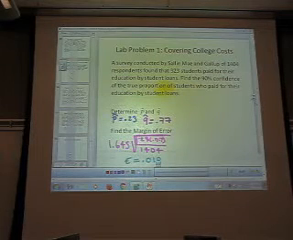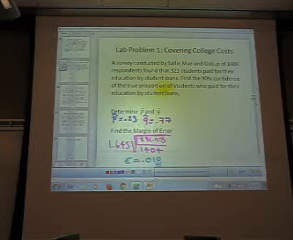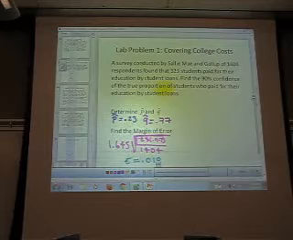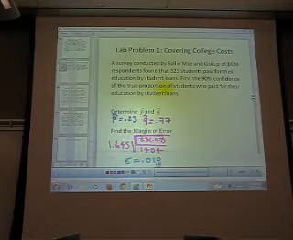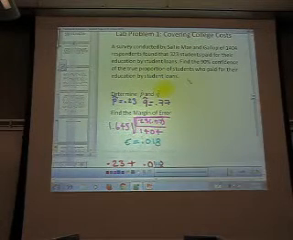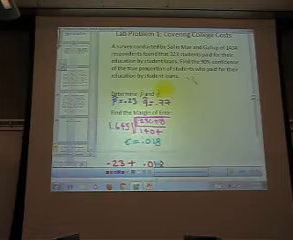Alejandro's going to explain how to do problem number 1. Alejandro, go ahead. Okay, so first you have to find your p hat and q hat. How I got p hat was by dividing 323 by 1,404, which gave me 0.23. And then to get q hat, you do 1 minus p hat, which gave me 0.77.